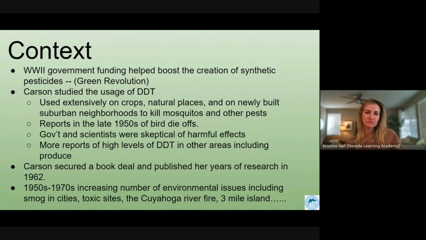Now, DDT was not the only environmental hazard of the era. From the 1950s to the 1970s, there was an increasing number of environmental issues, including heavy smog from cars in most major cities, toxic sites left by industry all across the nation, and specific incidents like the Cuyahoga River fire in Cleveland and the near nuclear power plant disaster on Three Mile Island. All of these had many Americans calling for the government to do something.